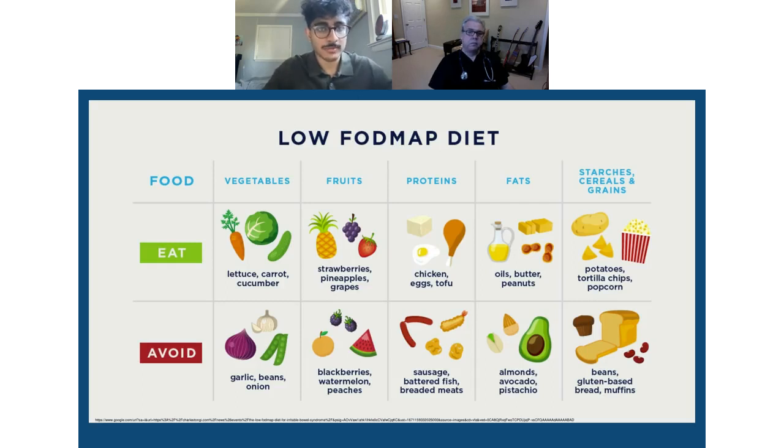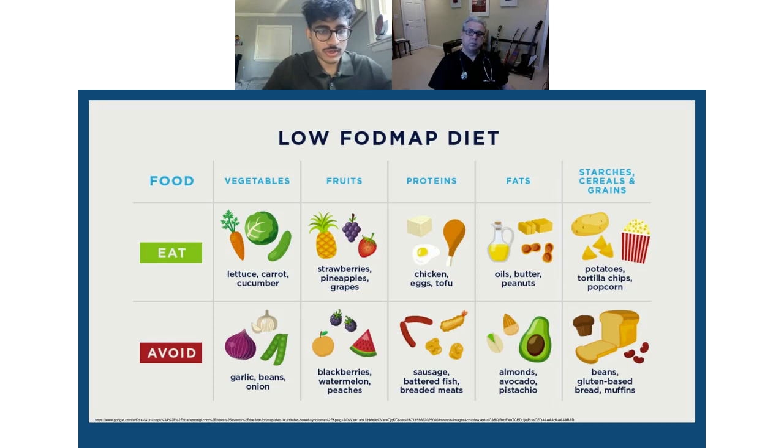And so this is the low FODMAP diet. Essentially, you want to consume more vegetables like lettuce, carrots, cucumbers, berries, eat lean meats, and tofu and eggs are great as well. And the kinds of fats you want to consume are oils, peanut butters, things like that are pretty good. And you want to stick with light starches and grains like potatoes, tortilla chips, and popcorn.